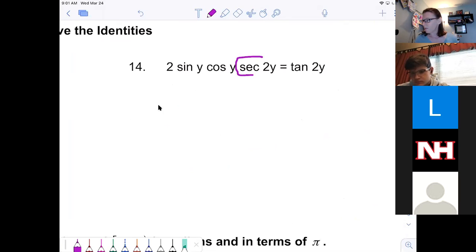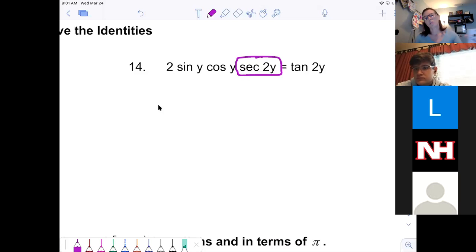Well, this secant of 2y, that's double angle notation. So just ignore that for a minute, and look at the 3 pieces in front of that: the 2, the sine, and the cosine. Think of the secant 2y as its own separate notation. Does 2 times sine times cosine represent an identity or formula that we discussed in chapter 5?